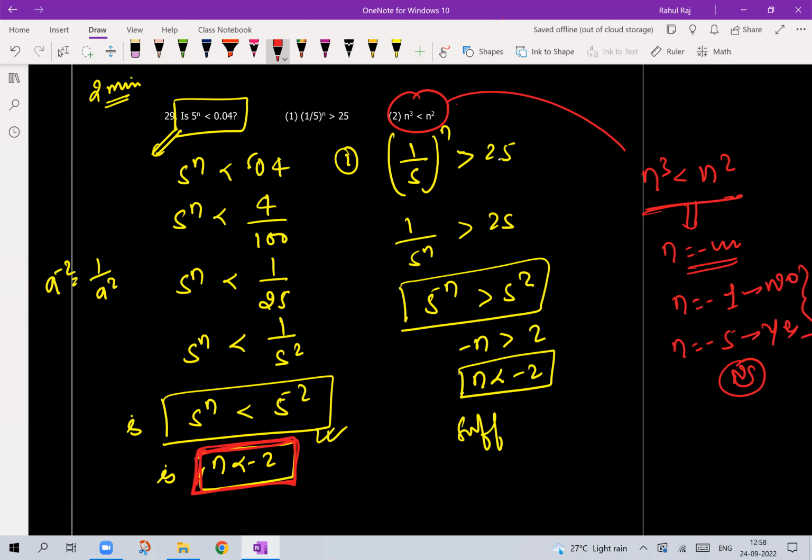Always keep the question in your head. If the question gets distracted from your head, everything will get distracted. Be very sure about it. So A is the right answer. Agreed?